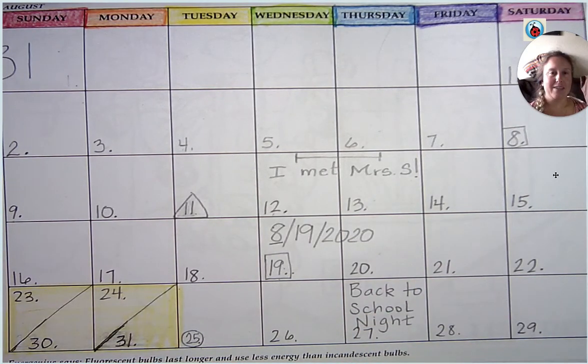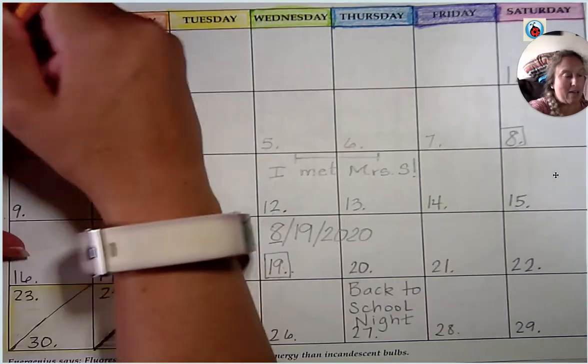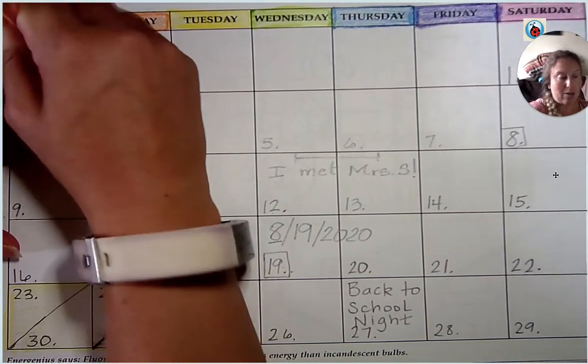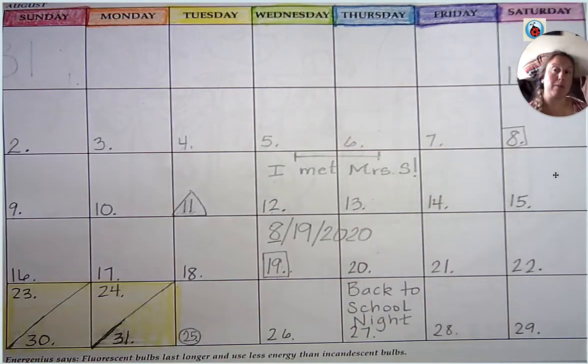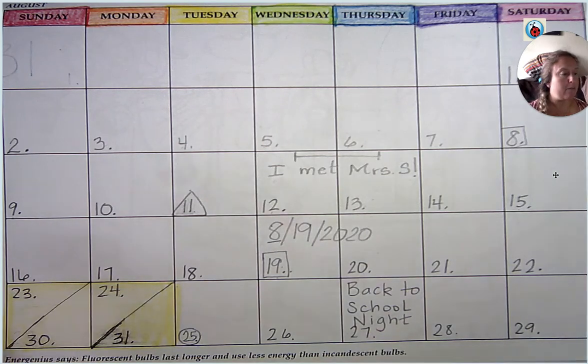Okay. So you can always pause me now so that you can finish filling in your calendar. Do you have a birthday in August? Do you have a family member with a birthday in August? You can put your family member's birthday on this calendar. Do you have an important date coming up? Do you want to go to the calendar that you have in your kitchen that your family uses and fill in your calendar with a little bit of the information that you have going on with your family?